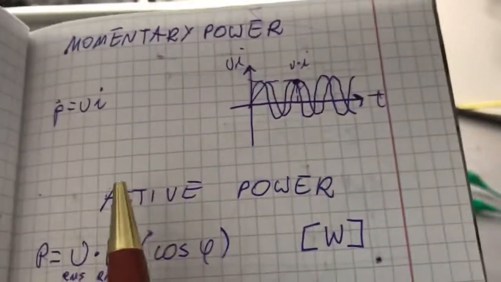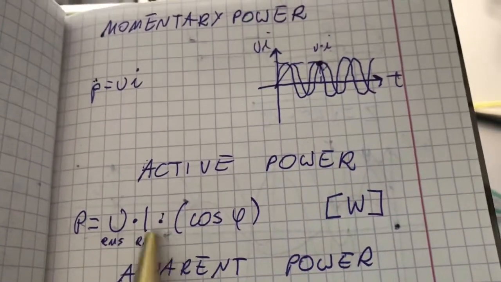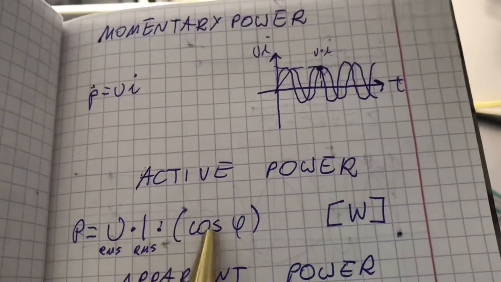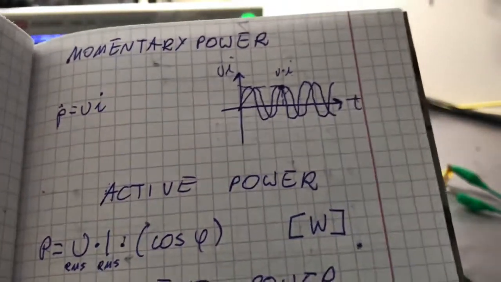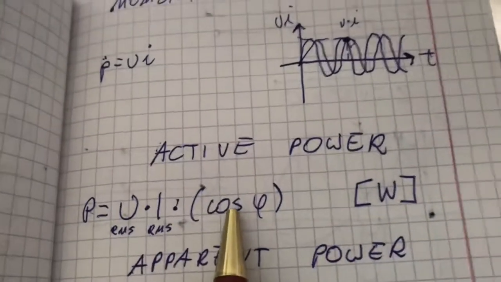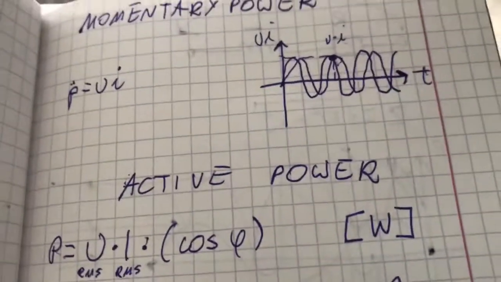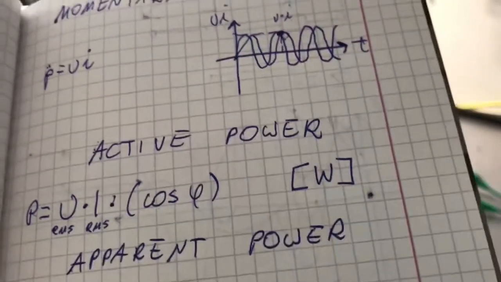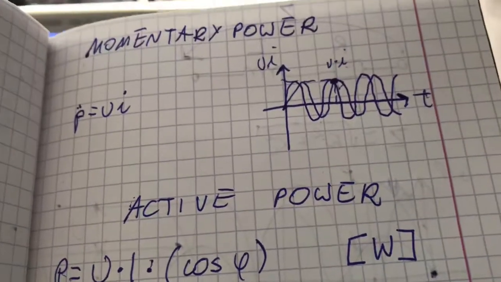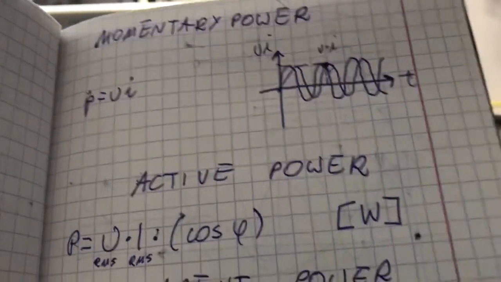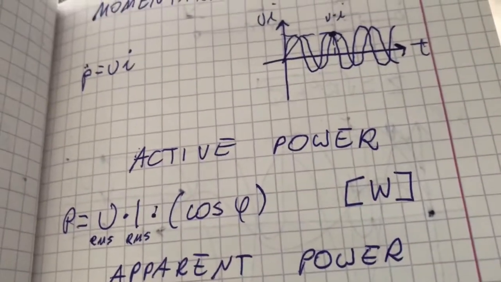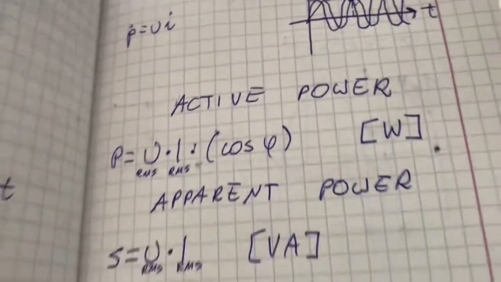The second thing we have is active power, which is the RMS voltage and current multiplied, and then the power factor, which is the cosine of the phase shift, and active power is measured in watts. As you can see, if there is a phase shift, the power factor will be smaller than 1, it will be worse, getting worse. But if the power factor is 1, it is the best situation.